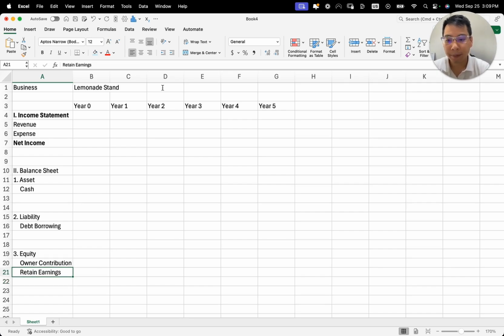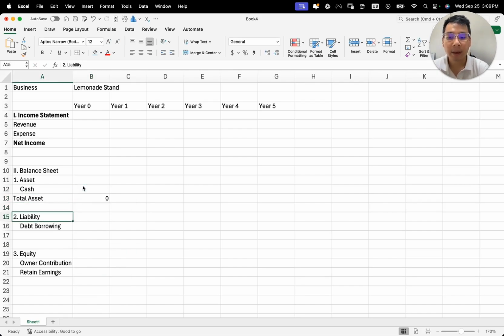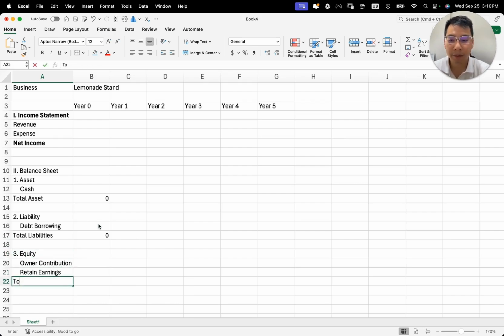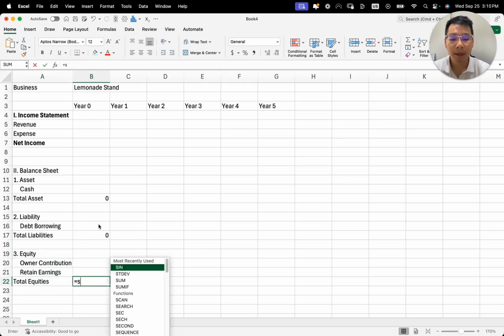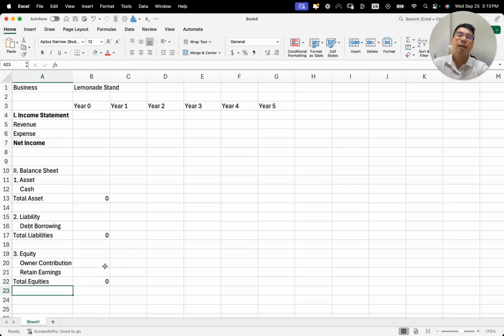So it's another category. Now, because there are 3 sections, we want to sum up each section to see how all the categories combine together. So you have the total asset, which is the sum of the assets inside of it. You can also have total liability, which is the sum of all the categories inside of it. And then total equity, which is the sum of all the components inside of this section. Okay, so we are done with the balance sheet.